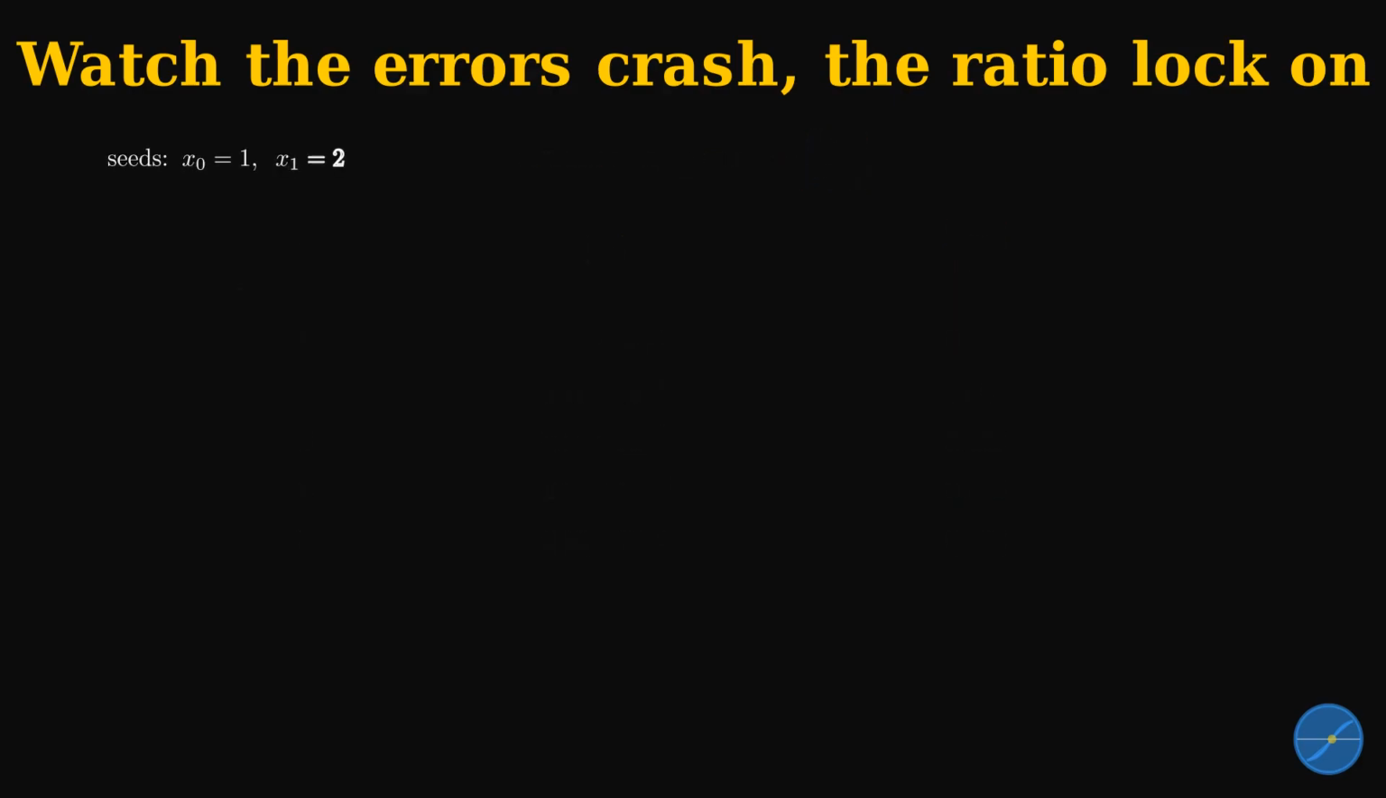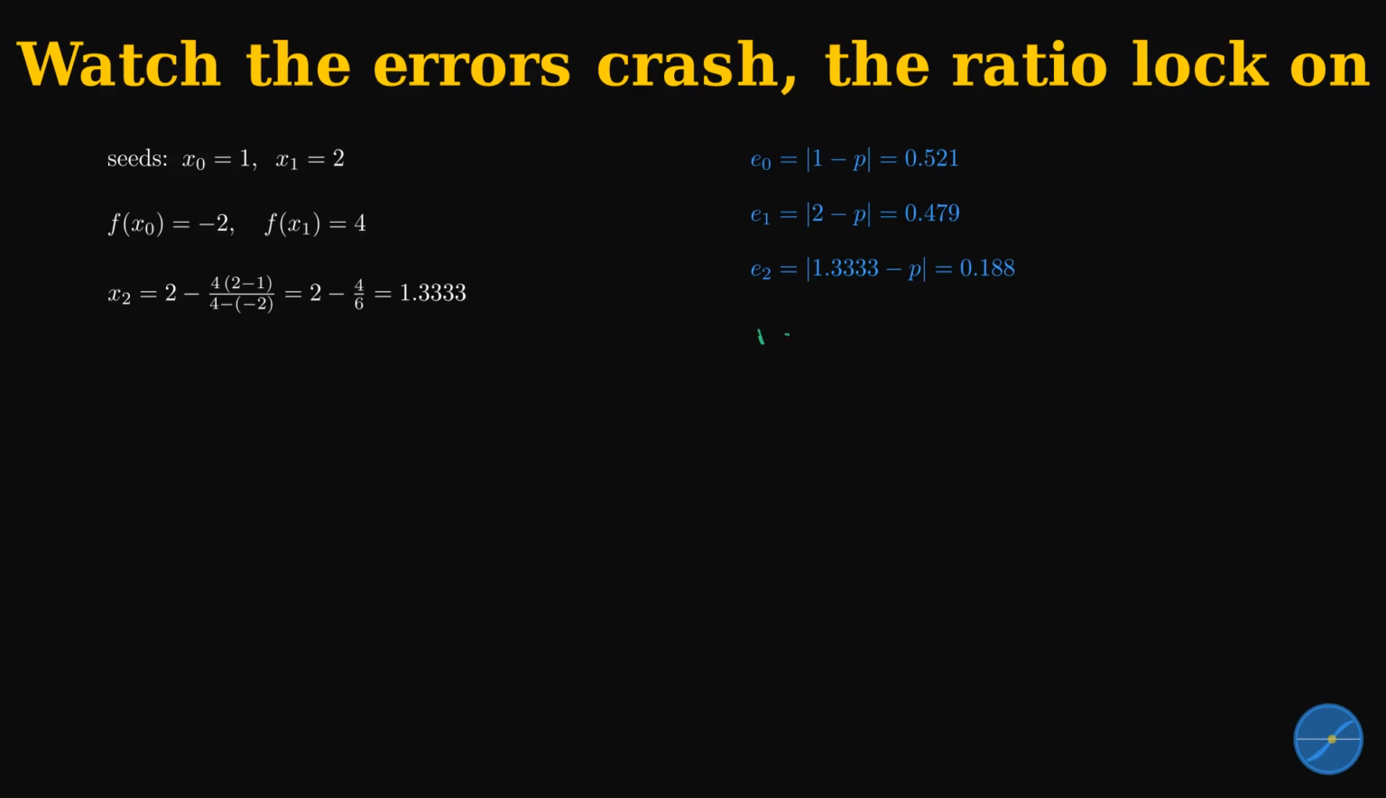Secant needs two seeds, x0 is 1, x1 is 2. Its update gives x2, 2 minus 4 sixths, which is 1.33. Now the three errors, about a half, and 1/8. Its two-step lambda is e2 over e1, e0, about 0.75.